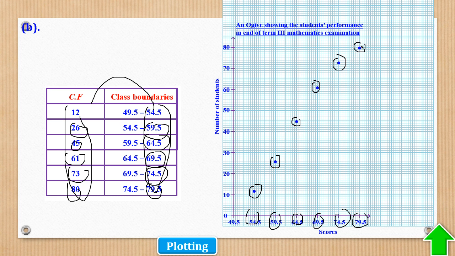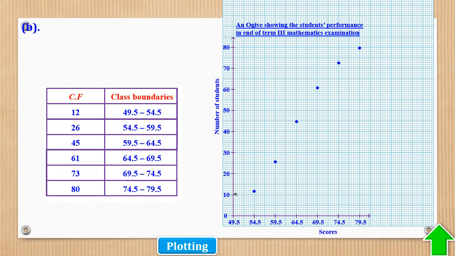Then we need to draw a reasonably smooth curve through all these points. Reasonably smooth curve. So let's do that. Okay, so remember we began plotting from upper class boundary, but you shouldn't leave the ogive hanging. So you take it backward until it meets the lower class boundary of the first class, always.